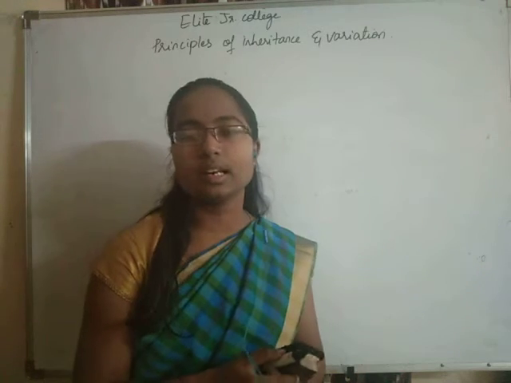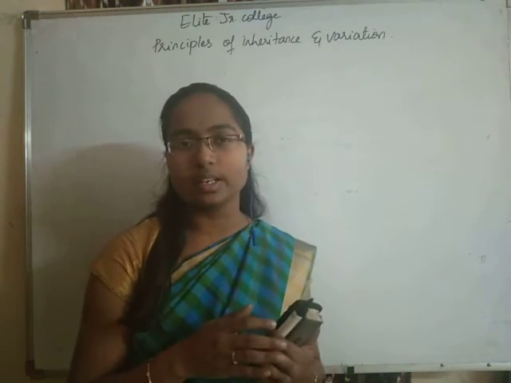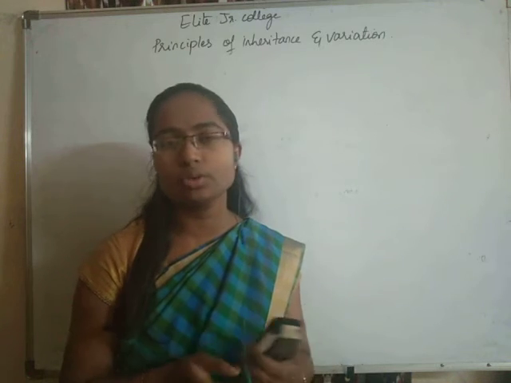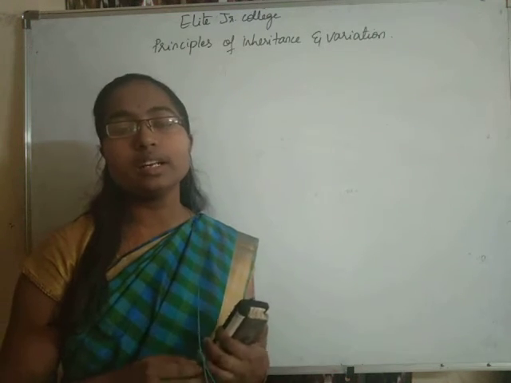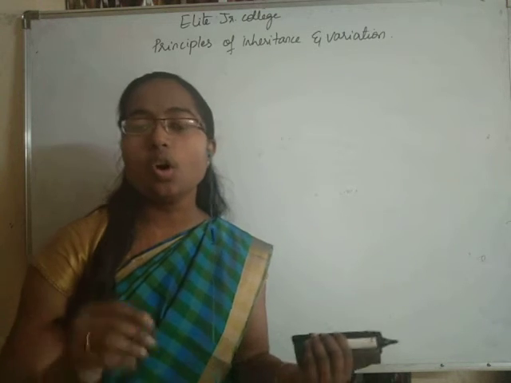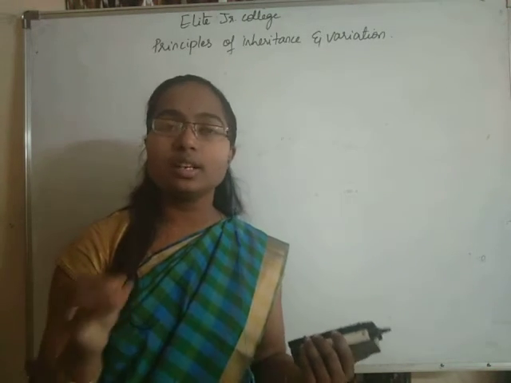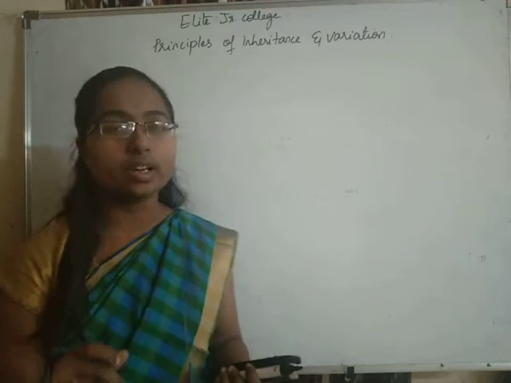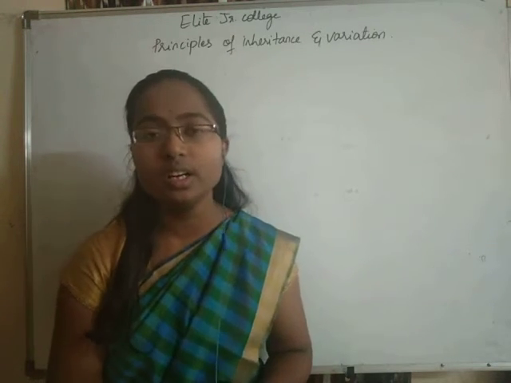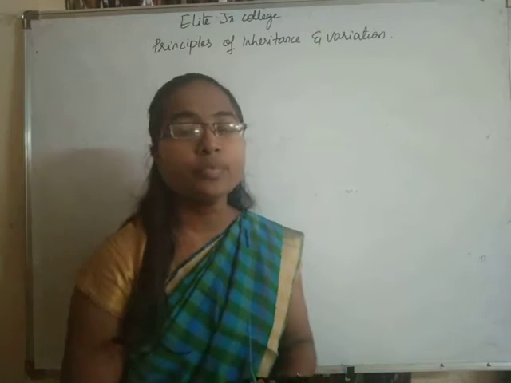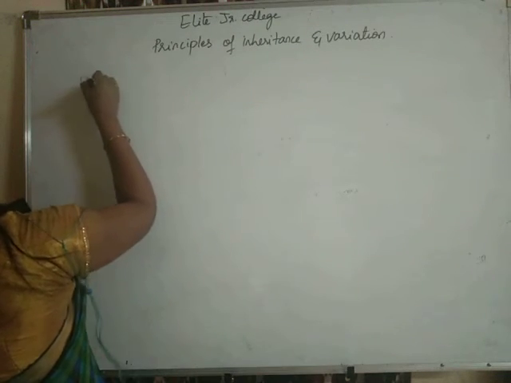In our previous class we have learnt how a monohybrid cross occurs, what the phenotypic ratio is, what the genotypic ratio is, all those concepts. We have also learned how we determine the genotype of the F1 and F2 individuals. First, how can we define the genotype of F1 individuals?